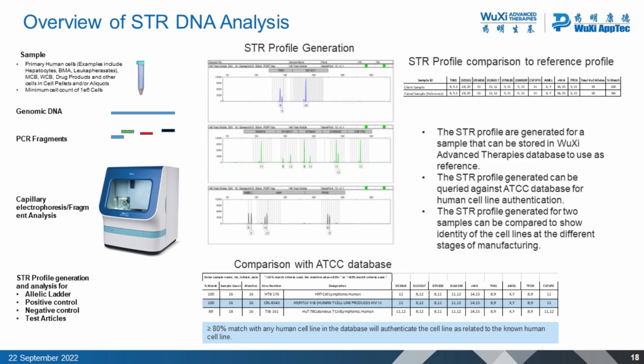When we compare to the ATCC database, we get several hits, and we want to ensure that the top hits are human. In this case, we can see that there were 2 cell lines that were 100% match, and then there was a third cell line which was an 89% match. Because the threshold is 80%, we report all 3 cell lines from the ATCC database as a potential match to the client's reference sequence or to the client sequence obtained at WuXi.